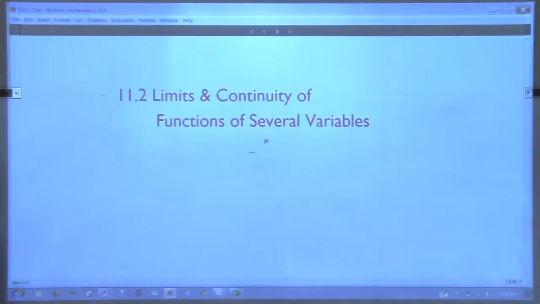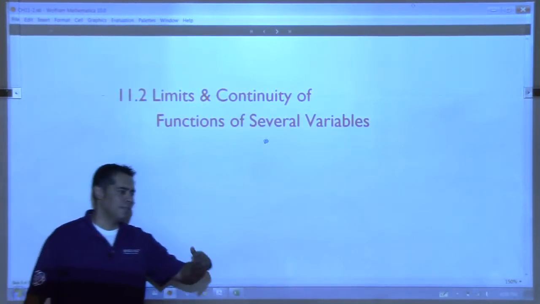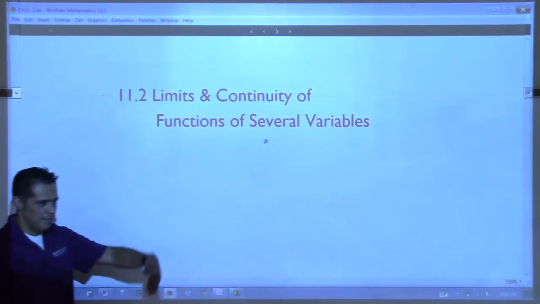Limits and continuity. So you see where we're headed with this? Limits, continuity, derivatives, integrals. Same sort of thing.